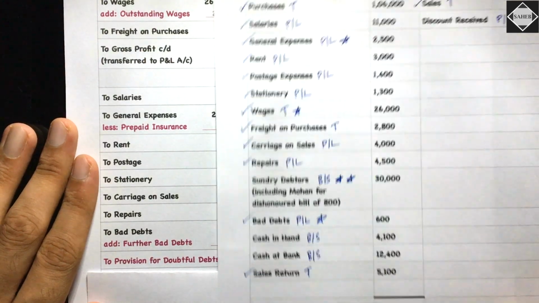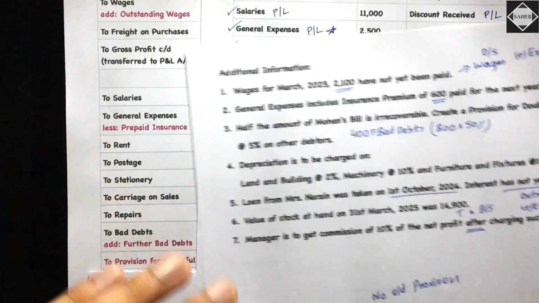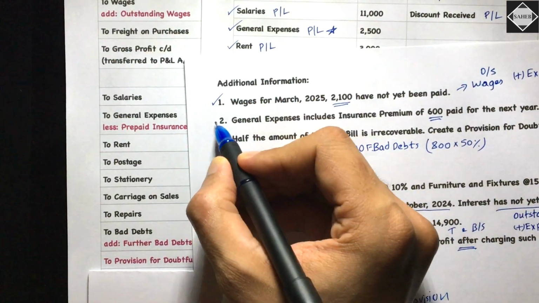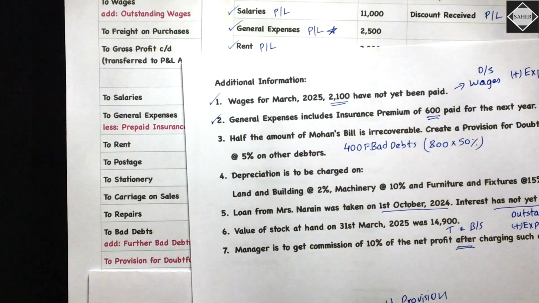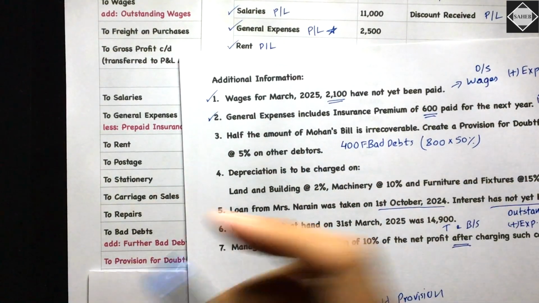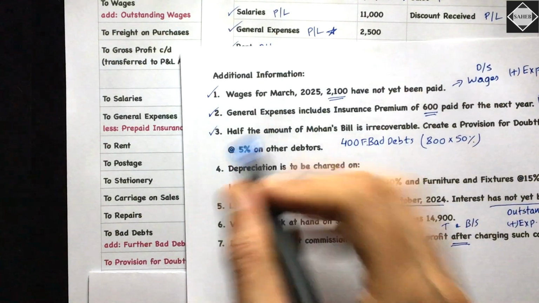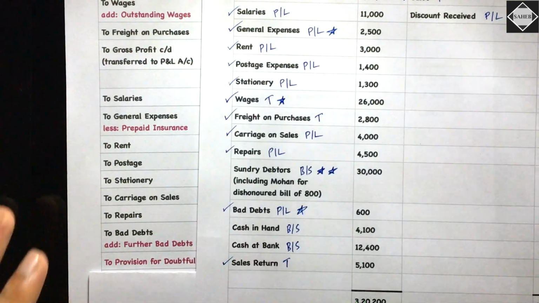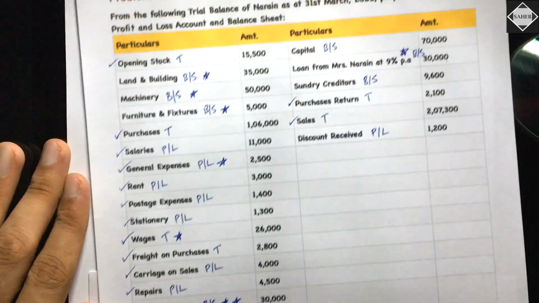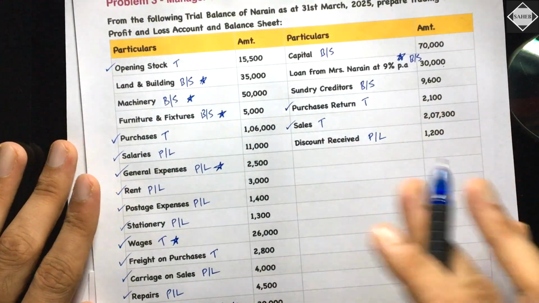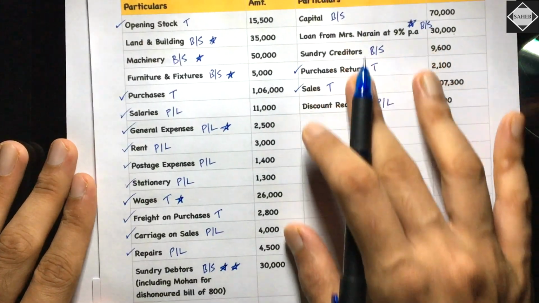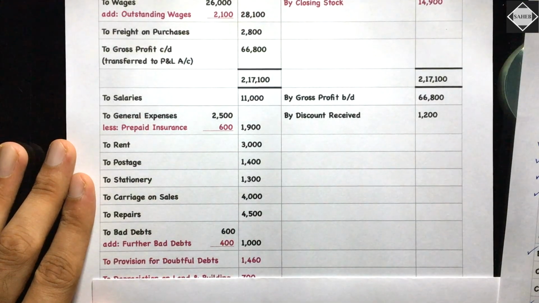Now after this, so we are done with that. Now just take the adjustment also. We are done with this regarding P&L. General expenses also done regarding P&L. And then half the amount of Mohan bill is irrecoverable. Further bad debt we recorded, no. And then provision also we created, yes. So this much adjustment we are done regarding P&L. Then after this, what do we have? P&L items. Then we have nothing, right? From the debit side, all done. Do we have anything else? No, nothing. Then look in the adjustment.